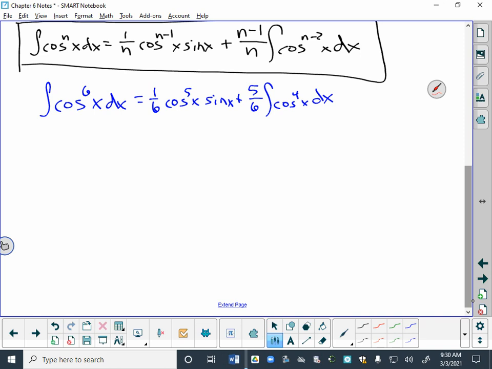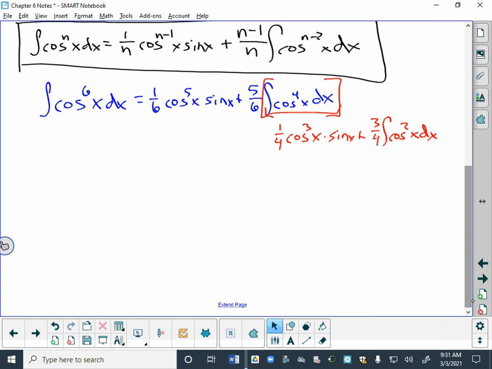Now, the trick becomes in keeping track of what I have done so far. And I'm going to now use the reduction formula again just on this part, keeping in mind that it is 5/6 times that. So if I do the reduction formula on this part, the n is now 4. This becomes a 1/4 cosine cubed x times sine x plus 3/4 antiderivative of cosine squared x dx. So rewriting what I have now to this point, I know that this is what I'm trying to find.